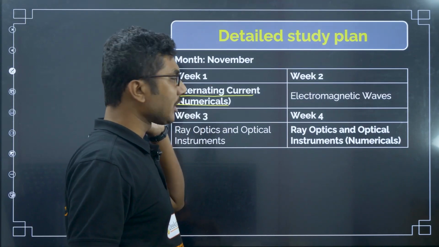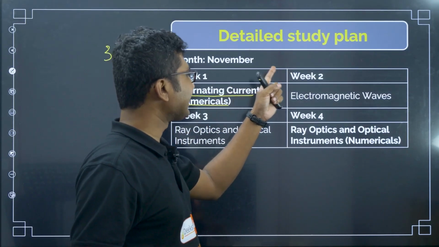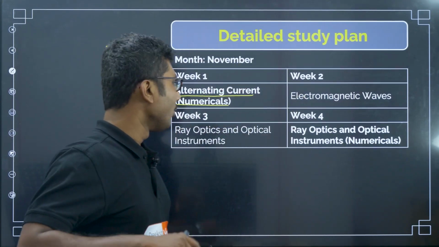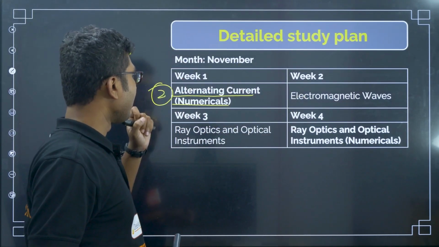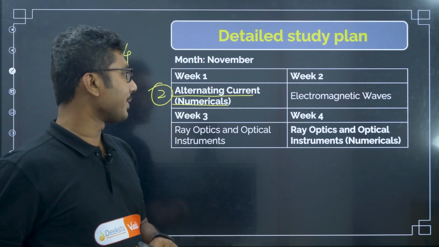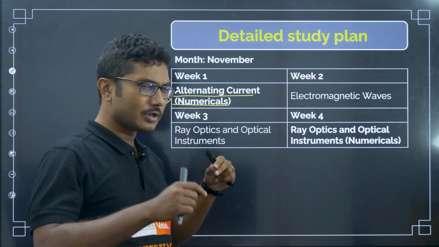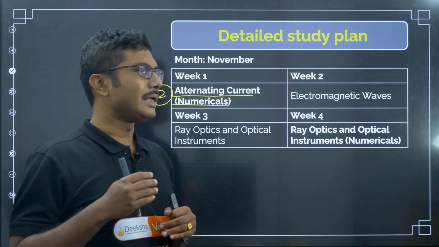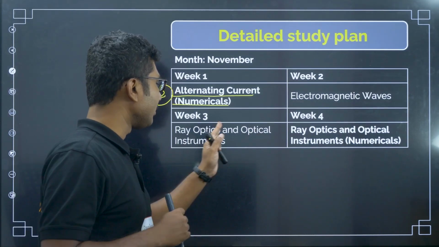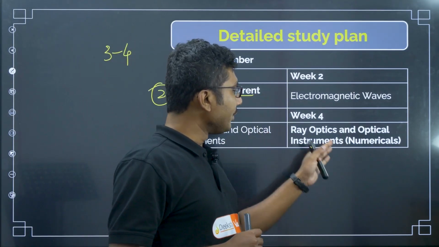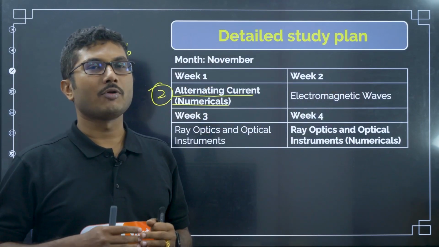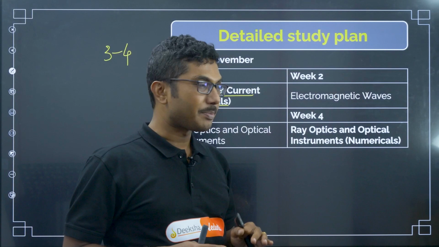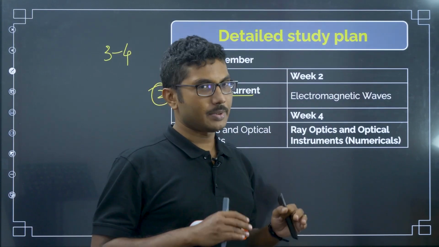In the first week of November we will study this chapter. In the second week of November we will go to another small chapter, electromagnetic waves. Then in the third week of November we will go to ray optics and optical instruments. This is also a long chapter, but the concepts are relatively easy, not many difficult concepts. So 1 week to study, and in week 4 we will study some numerical problems from this chapter. Some derivations and some numerical questions come from this chapter as well.